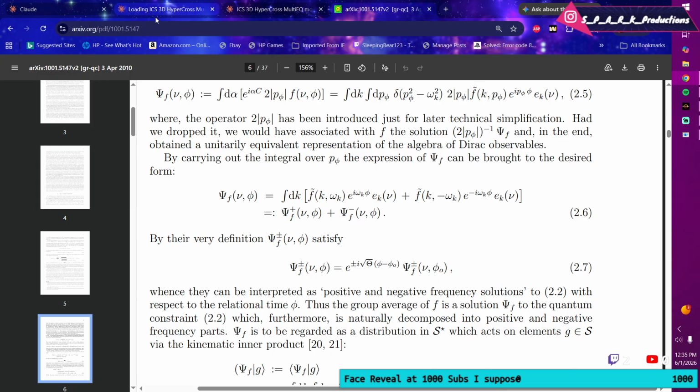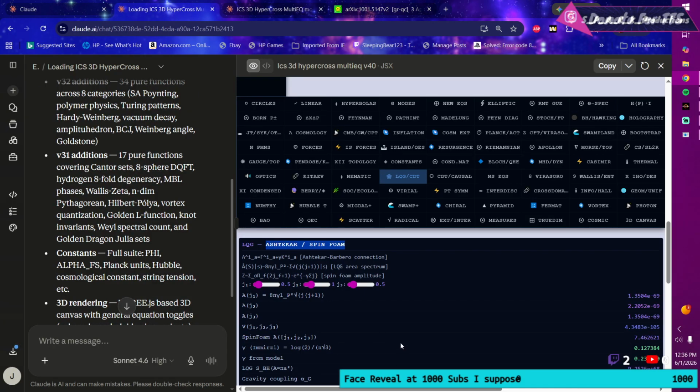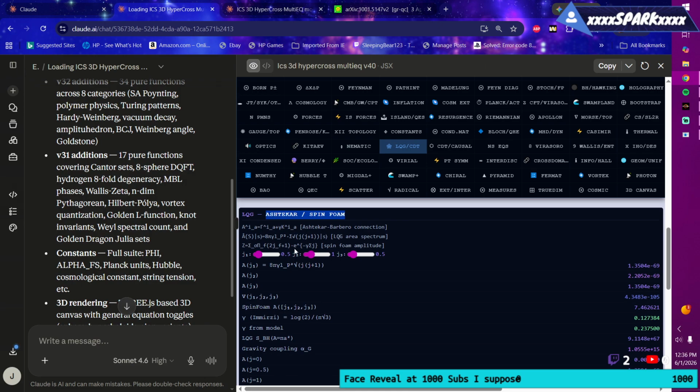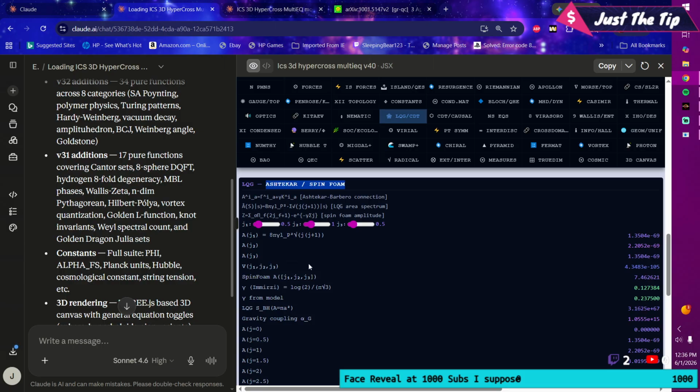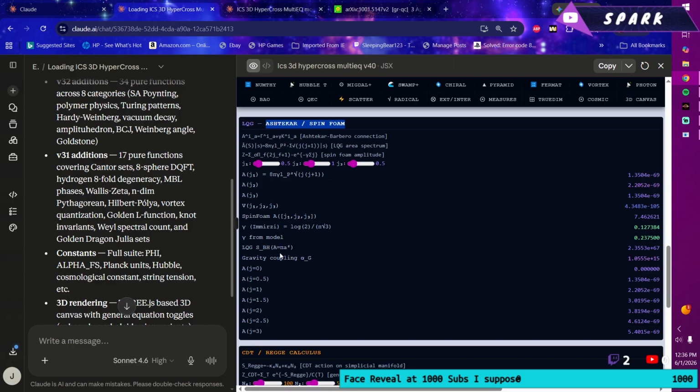Alright, so now I'm going to go back to my model, now that I've read this. A to the power i of a equals what? The connection, gamma k i, the sum of gamma there. Okay. Interesting. Spin foam log, pi root 3, that's there. Okay. Gravity coupling.